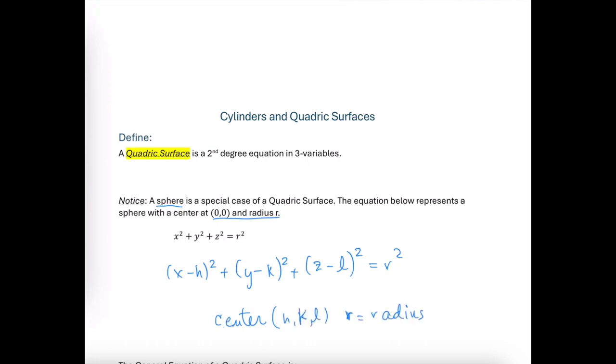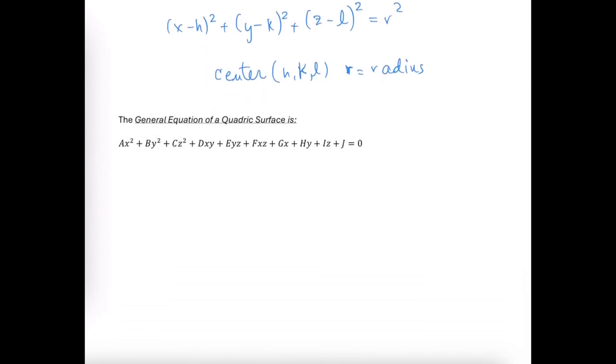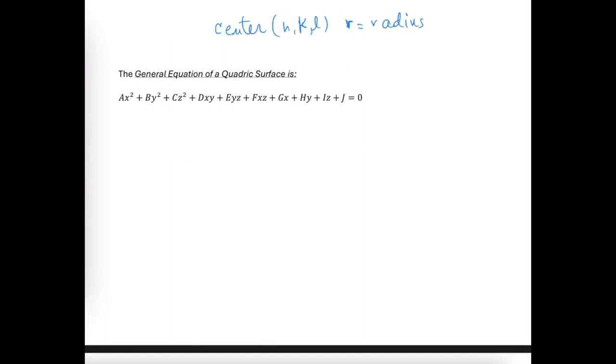So now let's generalize this idea a little bit more. We see that the general equation of a quadric surface offers many more combinations of x, y, and z, but we do have to have that possibility of at least one of the x, y, or z values being squared. There are several ways to go about graphing a quadric surface, but before we get into that, let's make a couple more definitions.